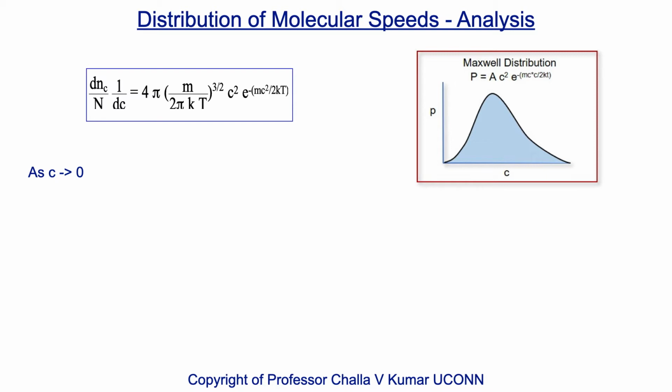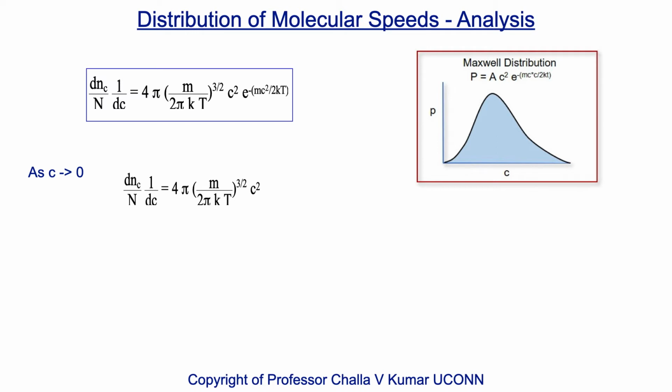Let's say the value of c gets close to 0. So what's going to happen? As the value of c gets close to 0, dn_c by n times 1 over dc equals 4 pi, m over 2 pi kT to the power 3/2, times c squared. As c approaches 0, the exponent becomes nothing. It becomes e to the power 0, and e to the power 0 is 1. So we can approximate that the left-hand side in the top equation will be essentially a quadratic equation in c.